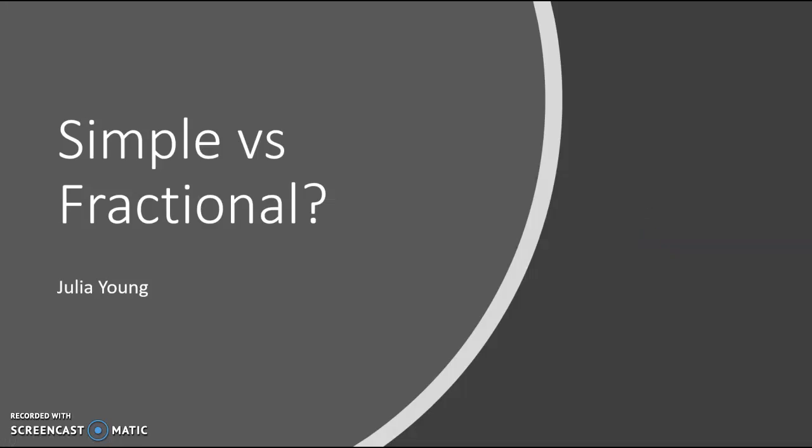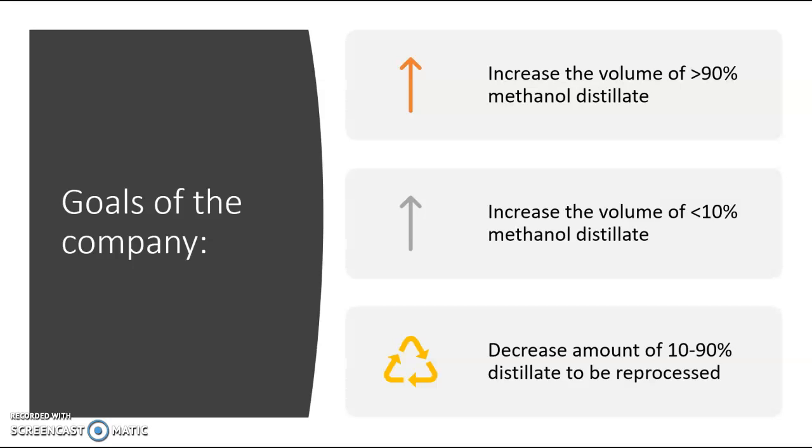We should change our distillation type from simple distillation to fractional distillation, as it is overall better for our company. Because fractional distillation is much more precise, it will not only increase the volume of distillate that is over 90% methanol and decrease the portion that is less than 10% methanol, it also lowers the amount of distillation processes.